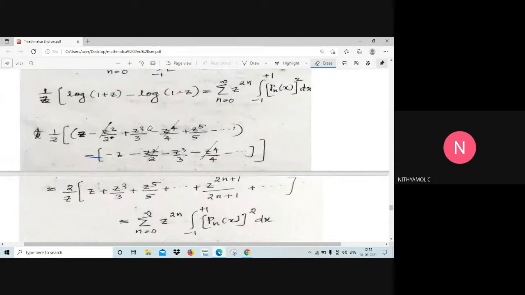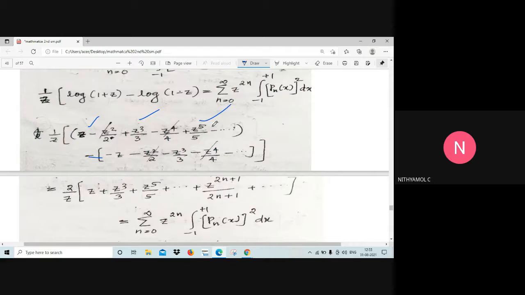We get 2 by z. Why is it 2 by z? Because here is one z, here is one z, and here minus of minus z is plus z. So z plus z is 2z, so there is a common term 2 here. Also here z cube by 3, and here also minus of minus z cube by 3, so 2z cube by 3. Here also there is a term 2.